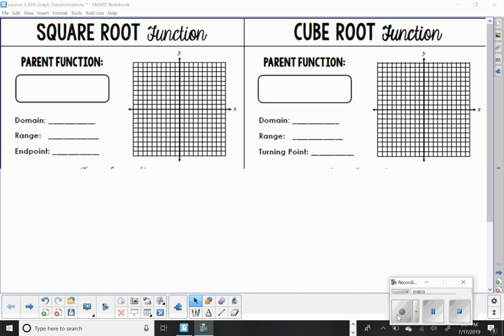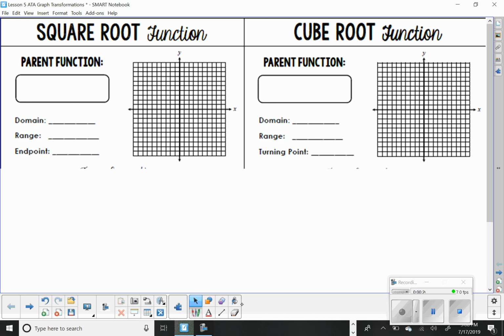Extra lesson so that if you missed class, you will know how to fill in the paper that has your square root function, parent functions, and your cubic root functions, so that you'll be able to answer all of the questions when you go to do the practice work. So first, square root function.